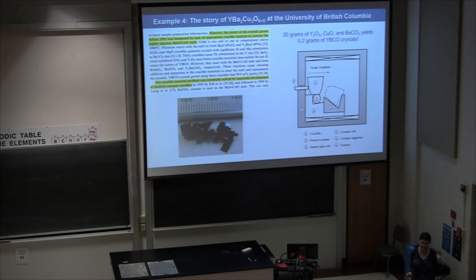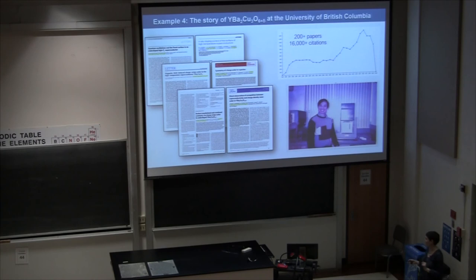Maybe it is now. And so they actually developed within UBC a facility to produce these barium zirconate crucibles, these massive presses, and they were growing very high quantities of barium zirconate. And one thing that I think is quite amazing is that these large-scale growths with more than 30 grams of reagents produce only 0.2 grams of YBCO crystals. And so these were the best YBCO crystals in the world.